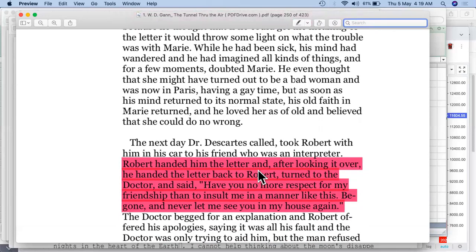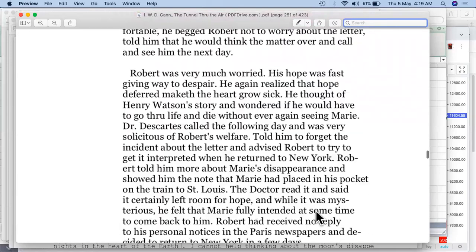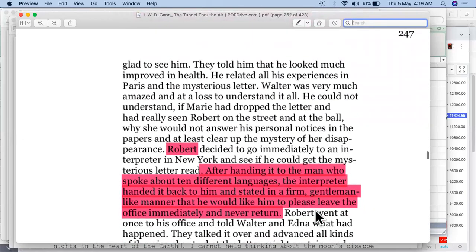Robert handed him the letter, and after looking it over, he handed the letter back to Robert, turned to the doctor and said, "Have you no more respect for my friendship than to insult me in a manner like this? Begone and never let me see you in my house again." So this happened with most of the interpreters or people who were there. Robert handed it to the man who spoke about 10 different languages, and the interpreter handed it back to him and stated in a firm, gentleman-like manner that he would like him to please leave the office immediately and never return.